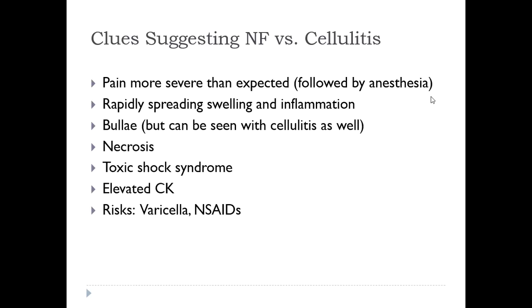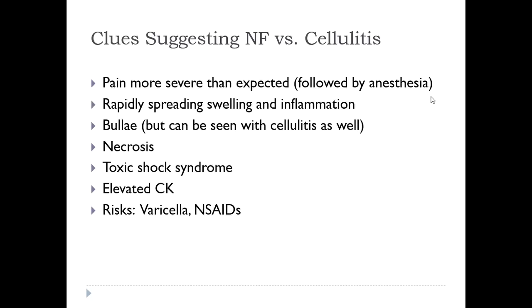So how will you differentiate whether it's cellulitis or necrotizing fasciitis? The important thing is that pain is very severe in necrotizing fasciitis. It's a rapidly spreading swelling and inflammation. Cellulitis takes time, 2 days, 3 days, 4 days, gradually spreading. Necrotizing, within a day, the patient is gone. Bullae are usually very early. In cellulitis, in late stages, you will see bullae. Necrosis is there, and elevated CPK, creatine kinase, because the muscle is injured, which is suggestive of muscle involvement.